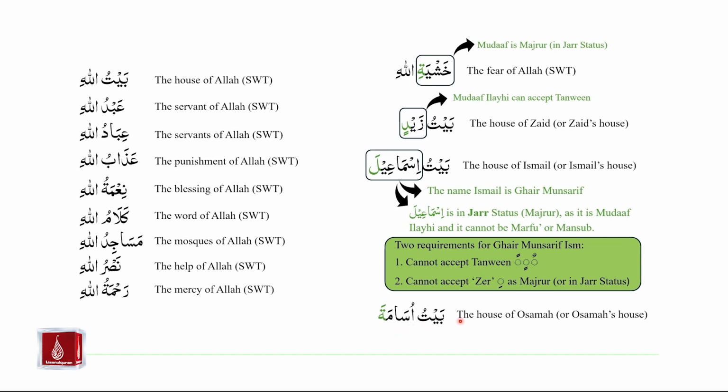Baitu Usamata means the house of Usama or Usama's house. We studied that masculine names that have a gol ta at the end, such as Usama, Talha, Huzaifa, will also be ghair munsarif. Because Usama is a ghair munsarif ism, it will not accept zair in the jar status. So when the name Usama is used as mudaf ilayh in a murakkab izafi, we will say Baitu Usamata.